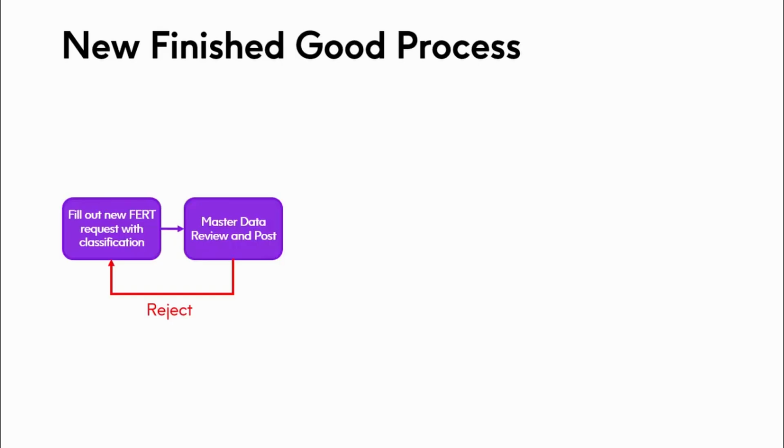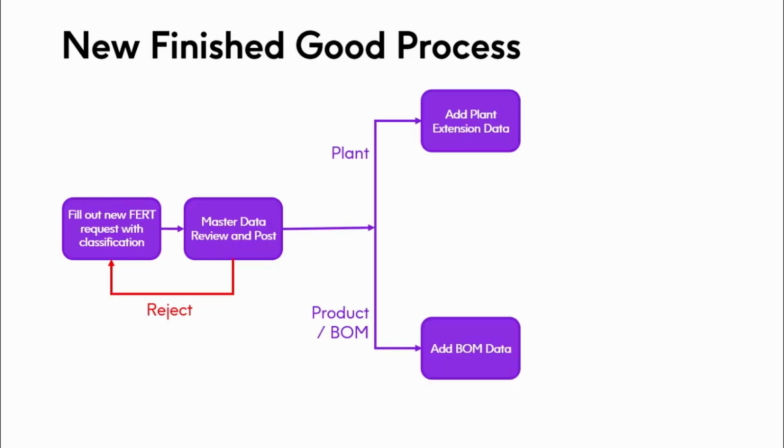If there's any issue, that can be rejected back to the requester. Otherwise, it will be routed in parallel to a centralized team for plant extensions that can be implemented in a way to distribute it to the individual plants. We'll also route it to the product team to create a BOM. That BOM can also include routings, recipes, production versions, change masters, and any number of additional supporting objects.